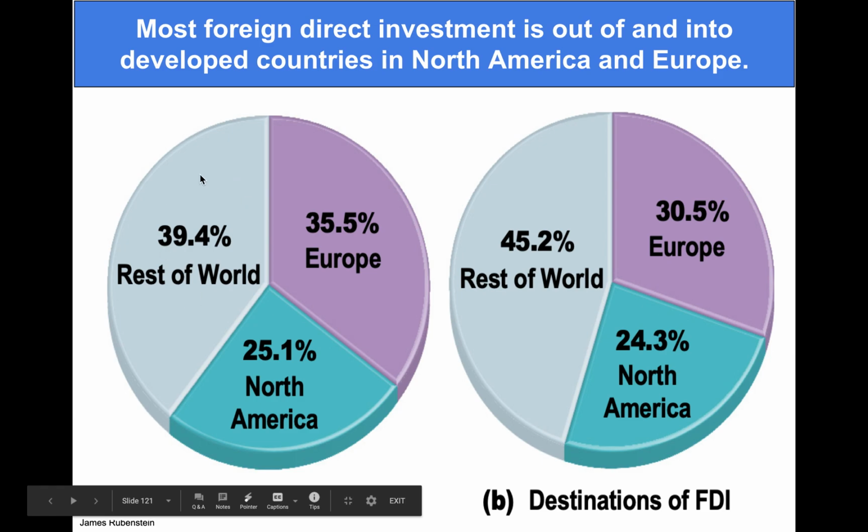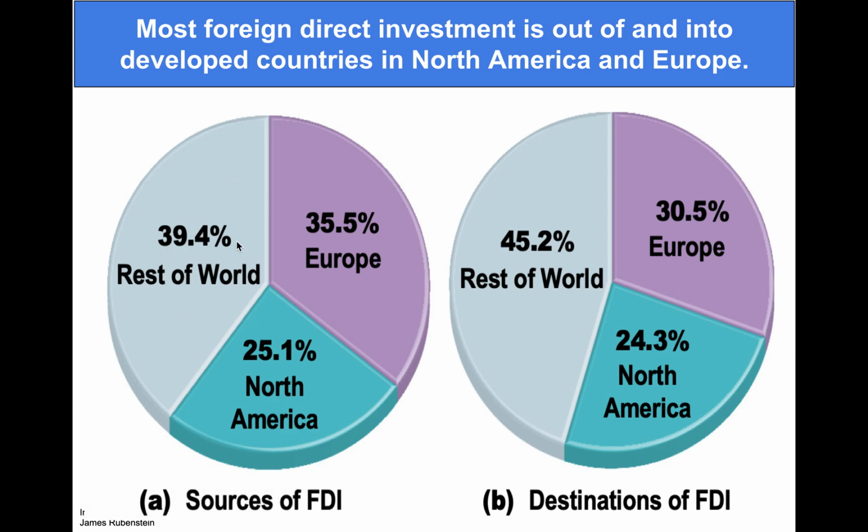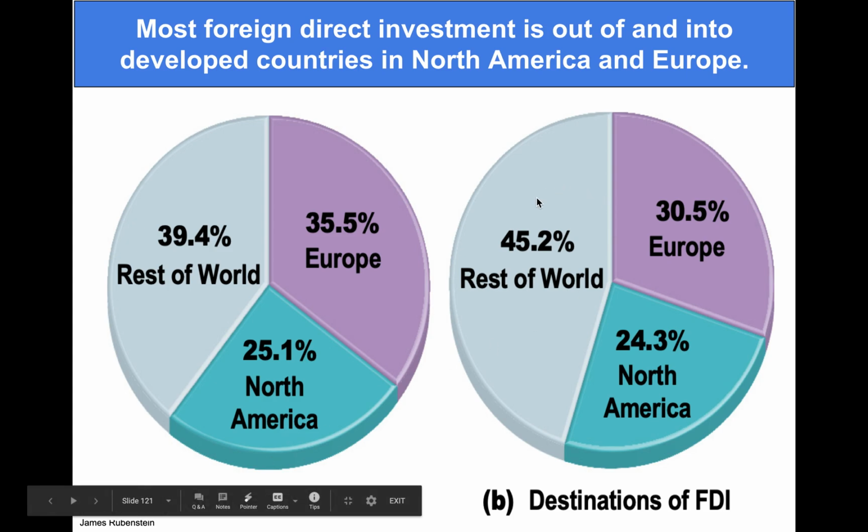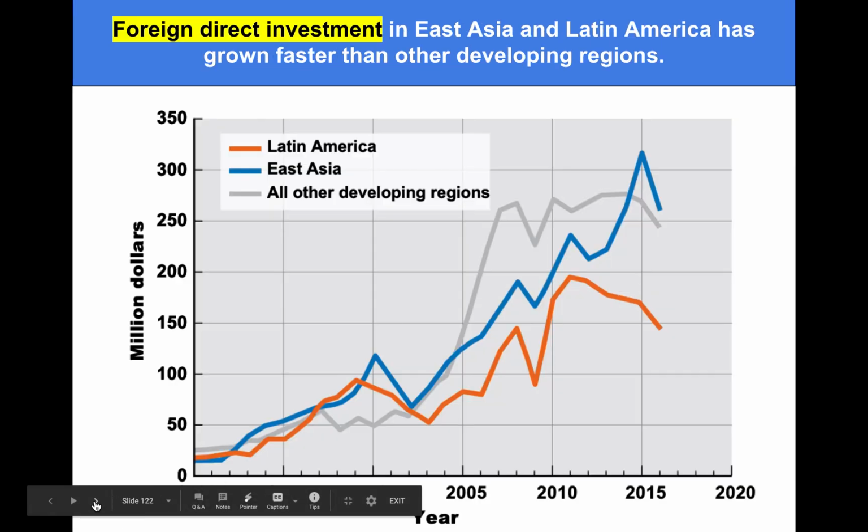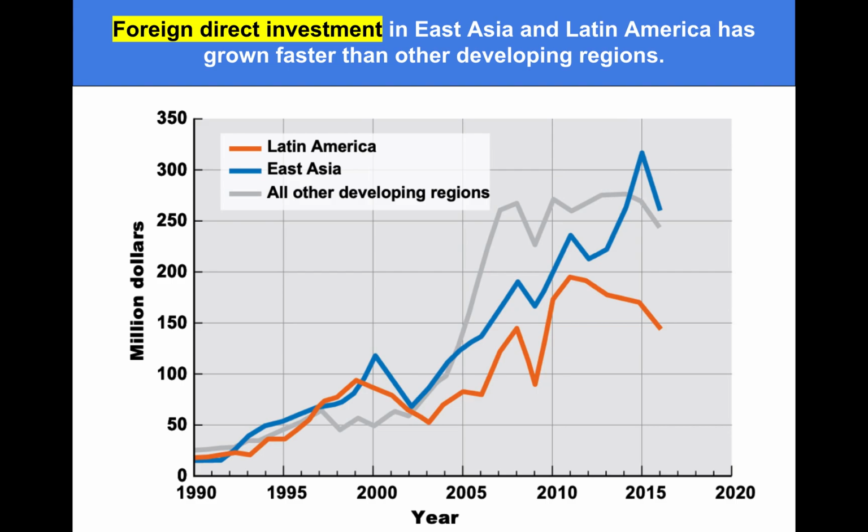And the rest of the world really isn't the rest of the world. Remember, most of this is going to go to BRICS, which is Brazil, Russia, India, China, South Africa, or it's going to go to Singapore, or it's going to go to Mexico. Sorry, right here, destination. All right, foreign direct investment in East Asia and Latin America has grown faster than other developed regions, as I already mentioned.